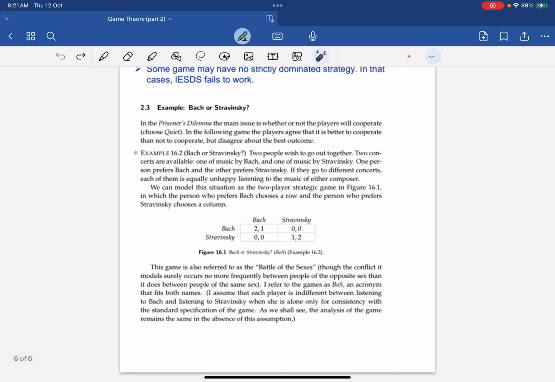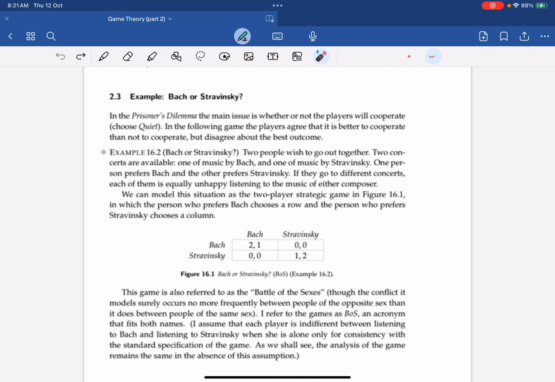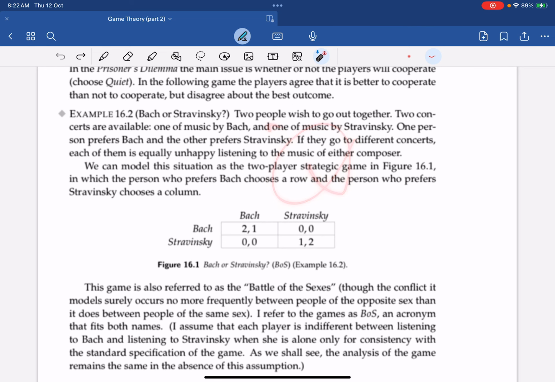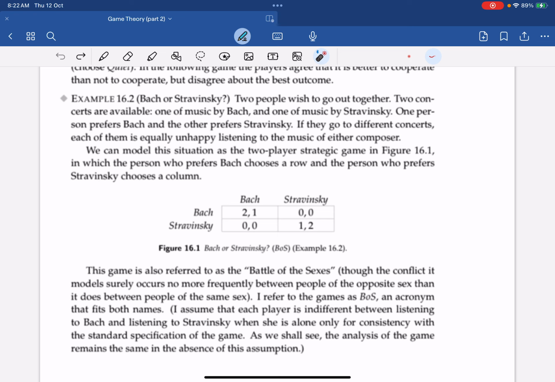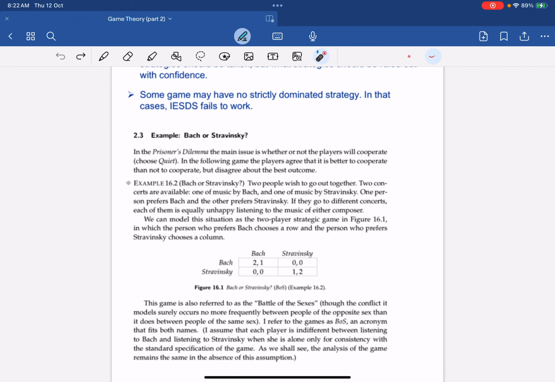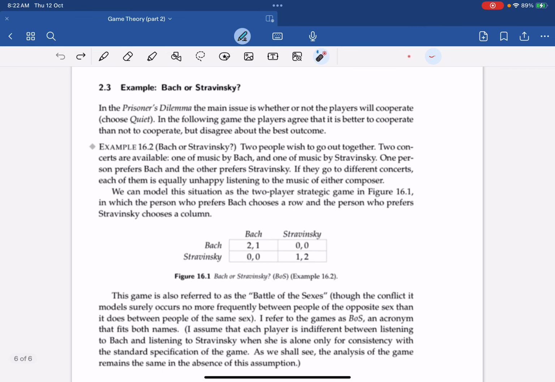So what's happening now is, for example, we have this thing called Bach or Stravinsky, also known as Battle of the Sexes, because if you go online, you can read about it. Anyway, the BoS game gives you this payoff matrix, and we can model the situation by the following.